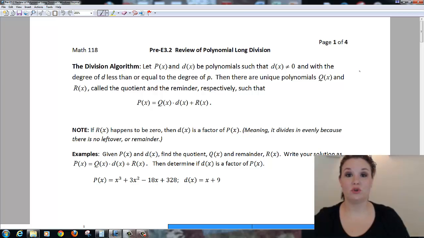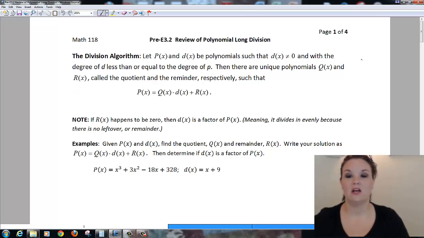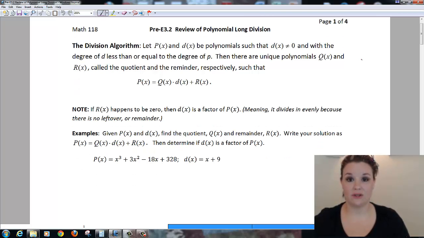So this is Pre-E3.2, which is a review of long division for polynomials. Some of y'all may have seen it before. We will go over it a little bit in Math 119, but I wanted to give you a chance to just kind of practice it so it's not all thrown in really quickly and rushed when we cover it in 3.2 of 119.